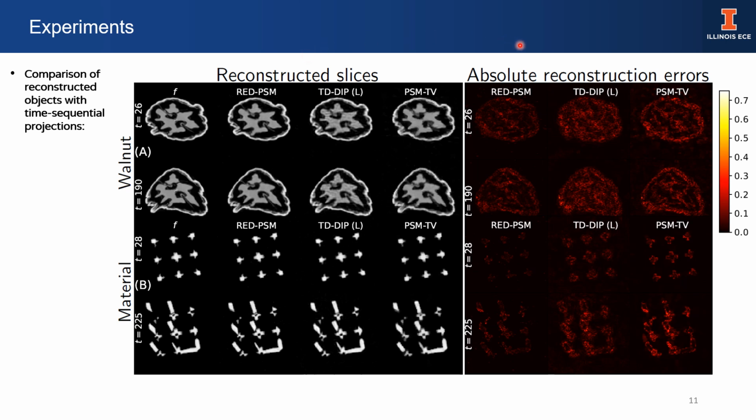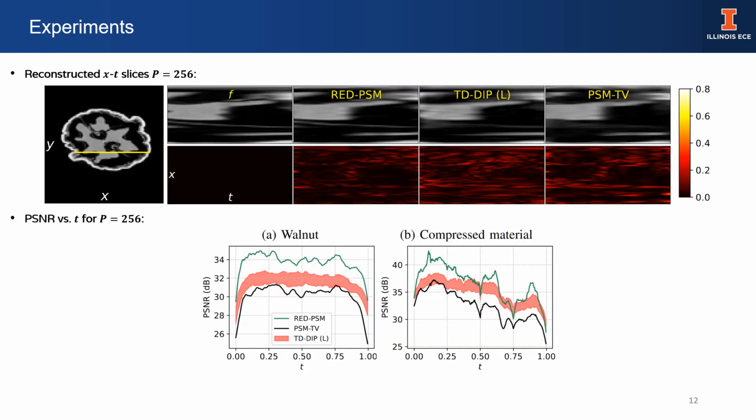Reconstructions and absolute errors for different objects at different times show that RED-PSM improves over the other methods, providing sharper results compared to PSM-TV and suppressing artifacts further compared to TD-DIP. Similar better results hold for RED-PSM for the reconstructed XT slices shown by the yellow line. Also, the PSNR versus time plots show the consistently better performance of RED-PSM.